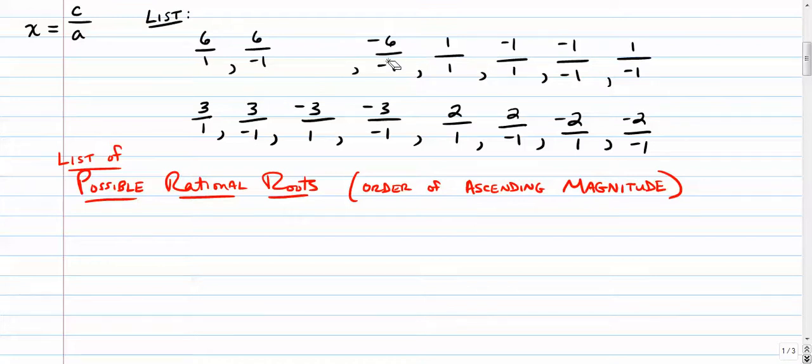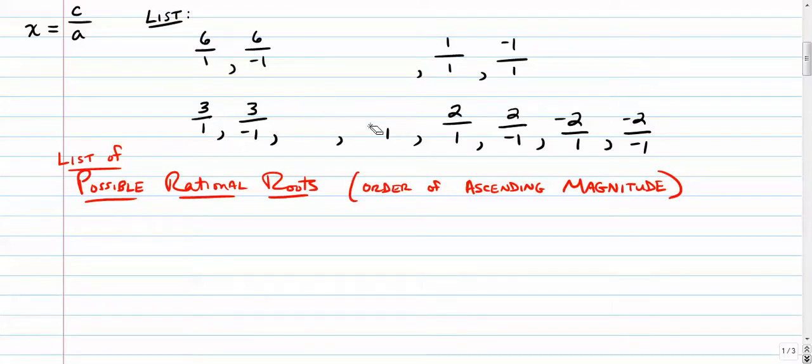-6 over -1, that's also redundant. That's +6. We already have that over here. So we have +1. This is also +1. -1, that's also -1. So I'm getting rid of the redundancies. That's redundant. That's redundant. This is redundant, and this is redundant.